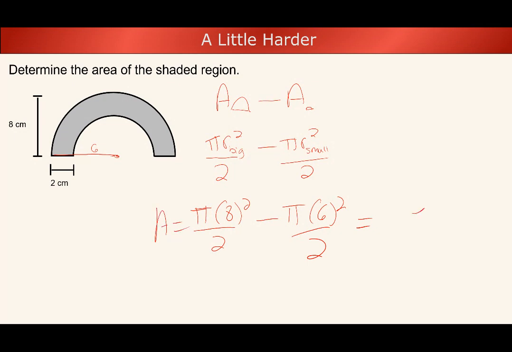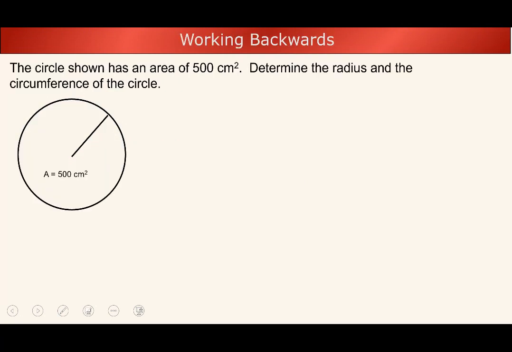So I'm going to go pi, or 3.14, times 8 squared divided by 2 equals, and that's 100 roughly, minus pi times 6 squared divided by 2 equals, and in the end I got about 44 square centimeters. It was 43.9 something, but 44 square centimeters. Pause the video if you'd like to punch that into your calculator and see if it works for you.